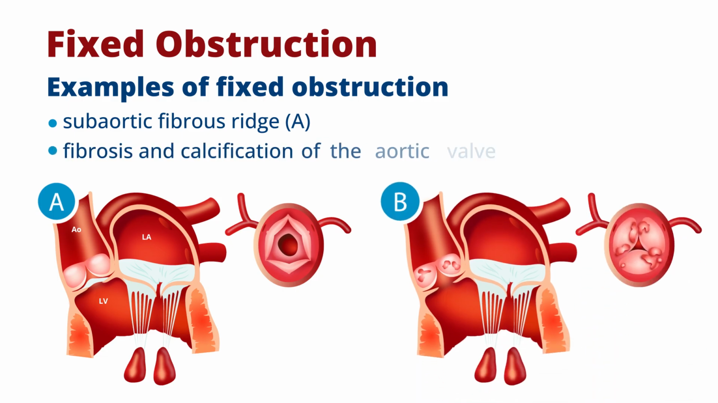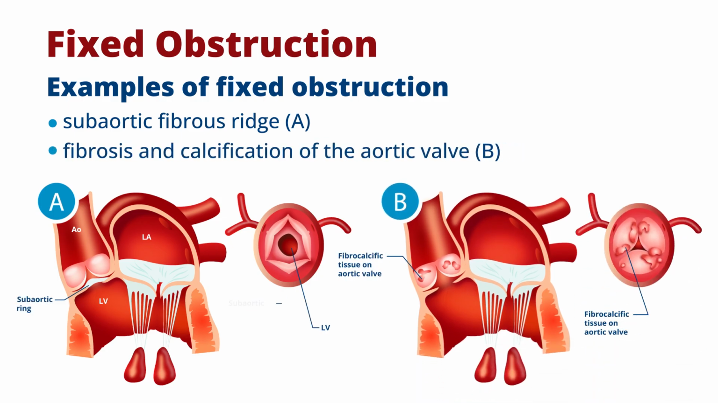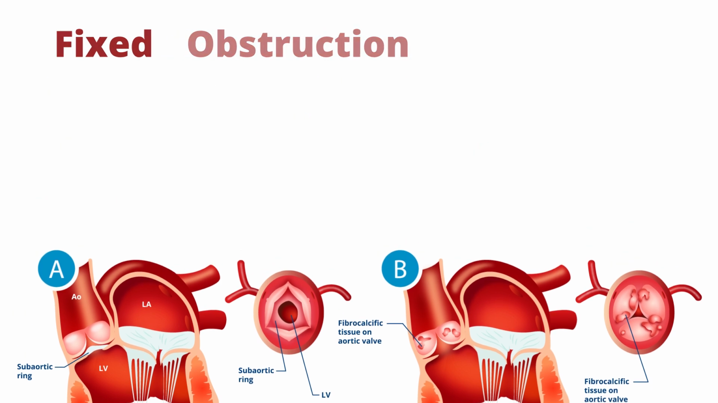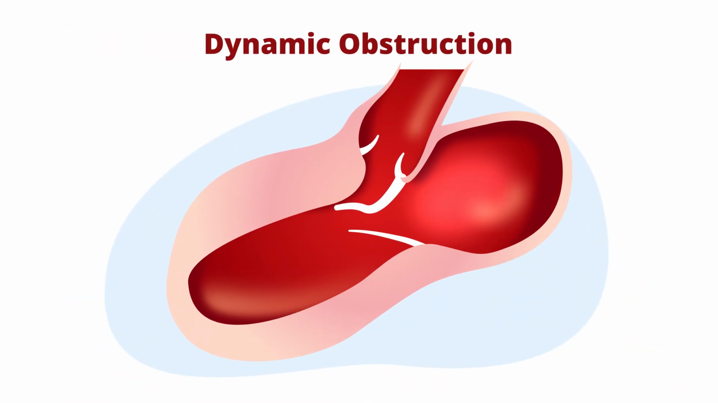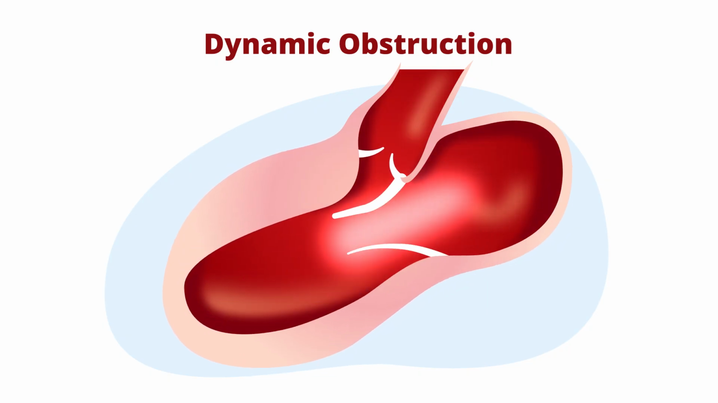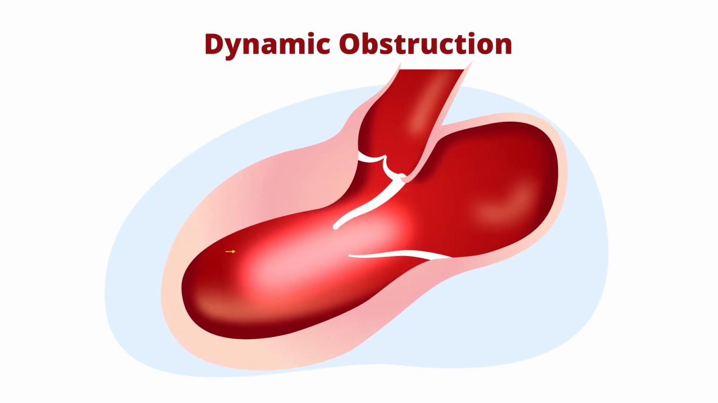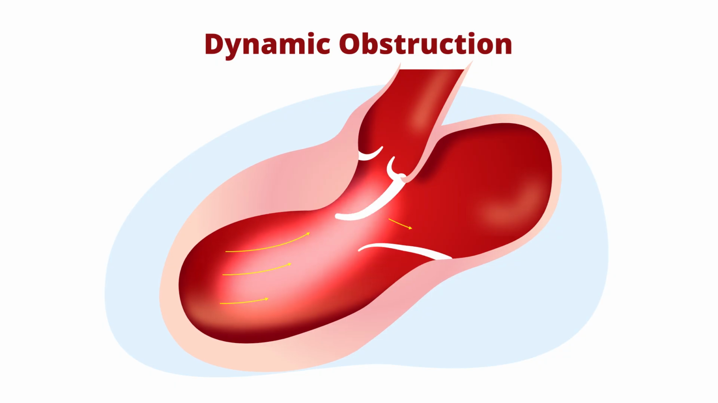A fixed obstruction results in a uniform resistance to blood flow throughout systole. This is usually the result of a rigid structure, like a calcified aortic valve, or a fibrous ring below or above the aortic valve. Dynamic obstruction occurs later in the systolic phase of the cardiac cycle and is the result of anatomic changes in the left ventricular outflow tract.